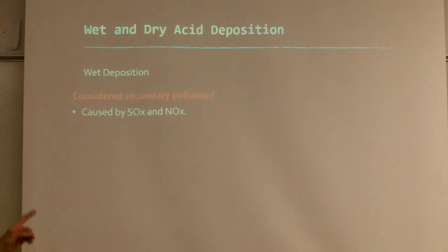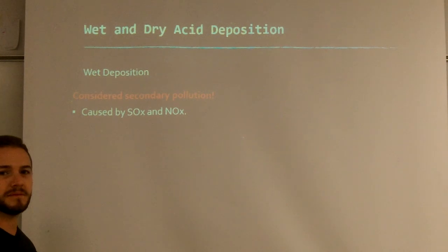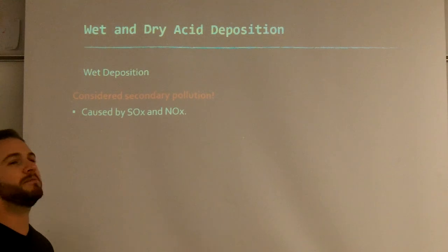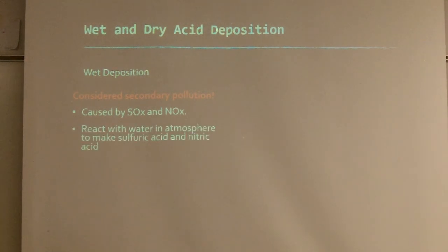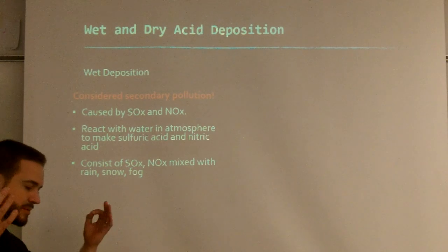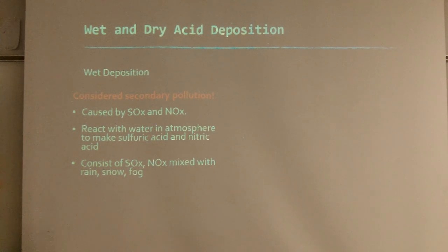So let's quick review. SOx comes from what? Burning of coal, good, in the power plants. NOx comes from gasoline, very good. They react with water in the atmosphere and sunlight to make sulfuric acid and nitric acid. Okay? So it consists of SOx, NOx mixed with rain, snow, fog, any type of water precipitation. Okay?